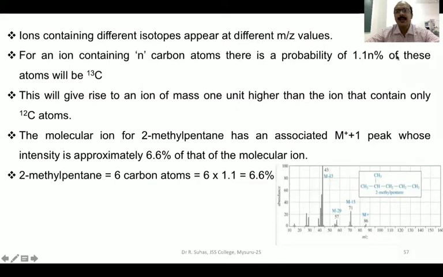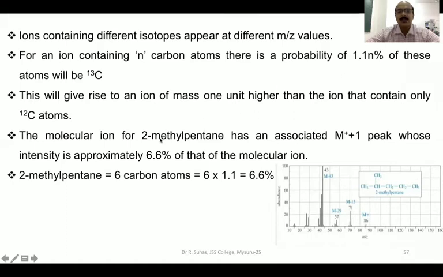In order to calculate how many C13 are there in a given compound, it can be easily calculated by using the formula 1.1 × n%. Here n is the number of carbon atoms and 1.1 is the natural abundance of C13, and C12 we are disregarding. This will give rise to an ion of mass 1 unit higher than the ion that contains only carbon-12 atoms.